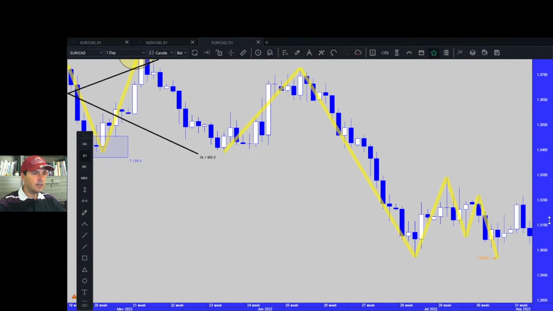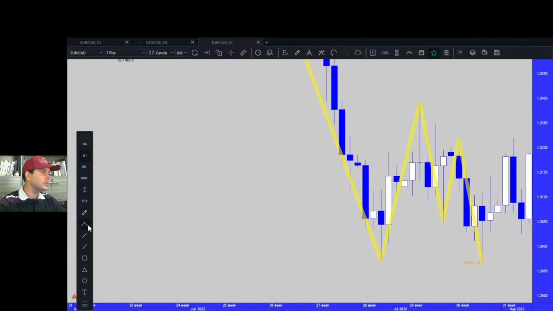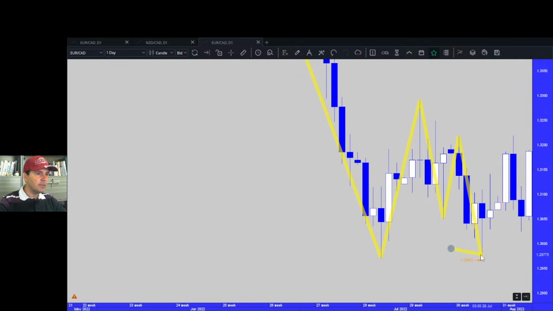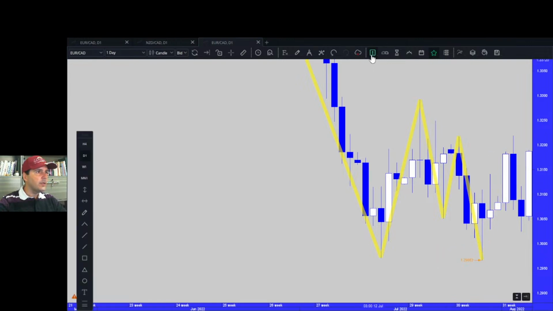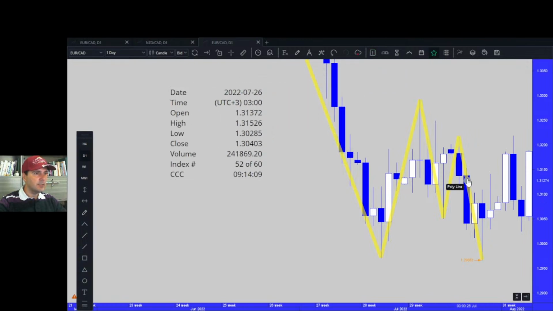Not sure if this is a higher high yet. Yes, it is, right? Okay, everybody, give me a second. When you are in doubt, use the widget. This high is at 13216 and this one is 13218. So this one is a higher high, right?